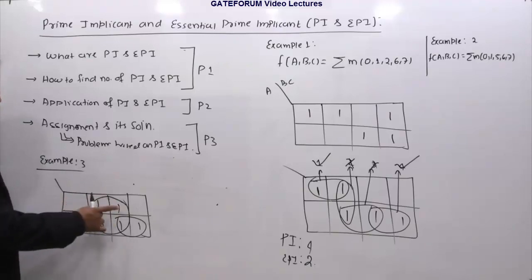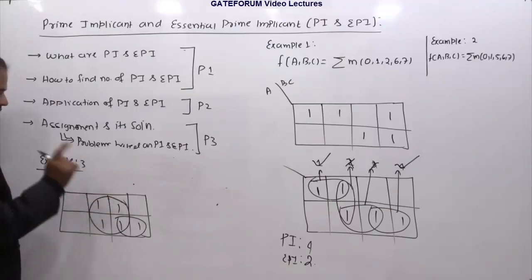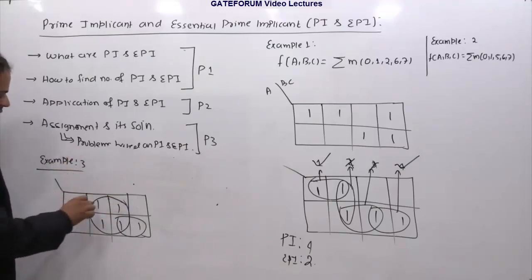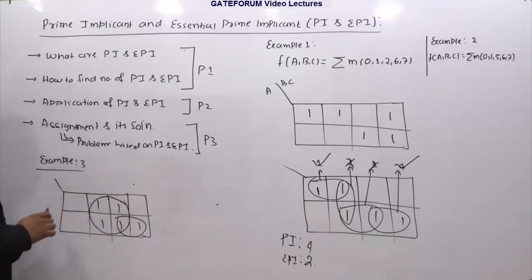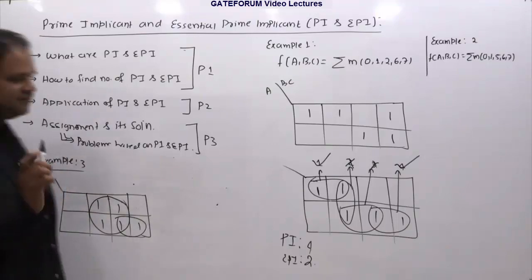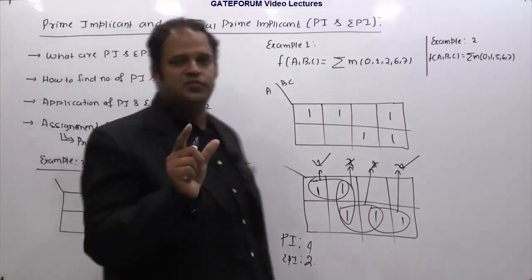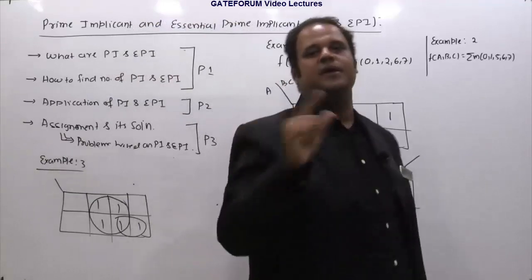So if I am putting a pair like this, what is happening? That group is completely inside this quad, right? That is what we are not supposed to do. So I cannot make the grouping like this, like this, because we have the restriction: we are not supposed to put a smaller group completely inside a bigger group.